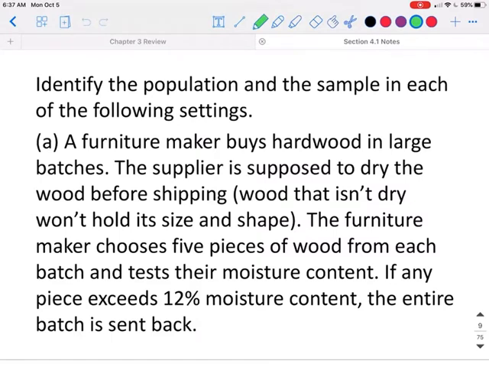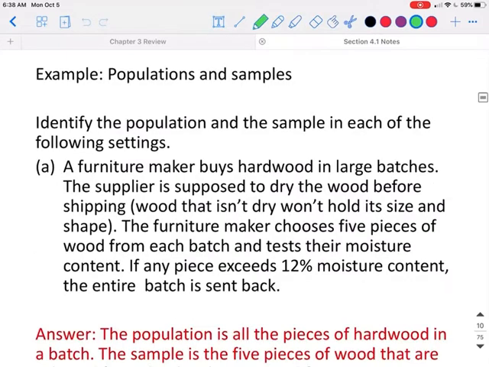So in this case, the population is all the pieces of hardwood in the batch. The sample is the 5 pieces that are selected to be tested for their moisture content.